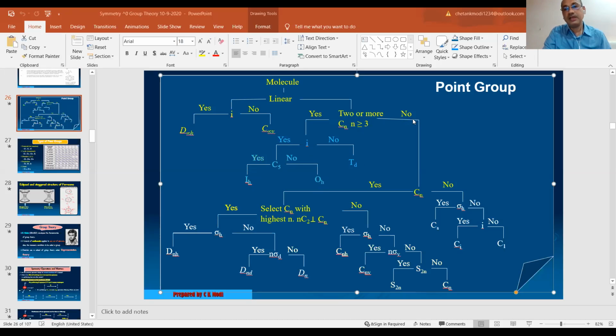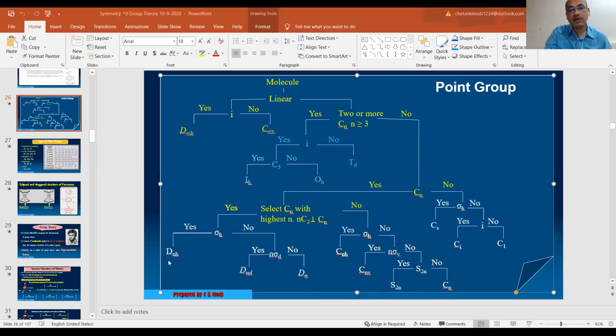Now, on the other side, if the Cn where n is greater than or equal to 3 are absent, and the point group is Cn, and this Cn consists of a number of C2s, okay. So n stands for 2. Therefore, a number of subsidiary axes, a number of C2s, are present. In that case, if sigma h is also present, then the point group is D n h. For example, I will give you a BF3 molecule.